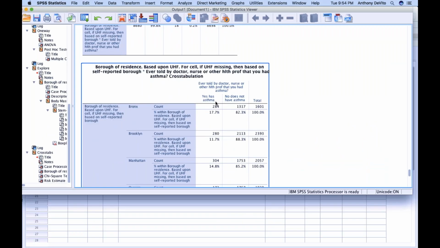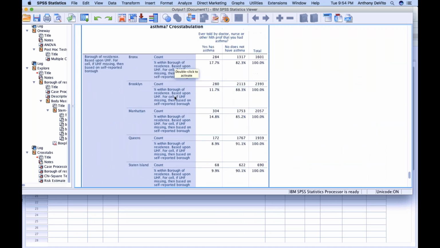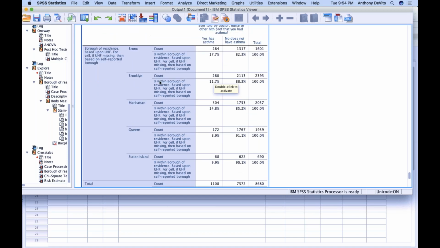So what we wind up with is a 2x5 table, right? How many degrees of freedom in a 2x5 table? Let's see. 2 minus 1 is 1. 5 minus 1 is 4. There's 4 degrees of freedom. So let's see what we see here. Bronx, 17.7% of the people in the Bronx that we surveyed reported having asthma. Well, how about Brooklyn?